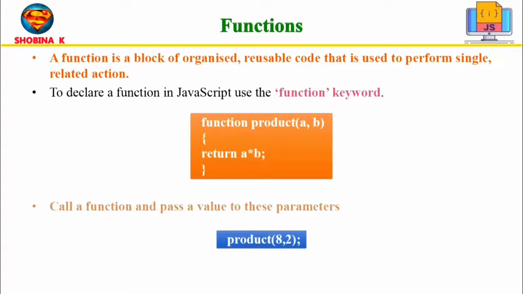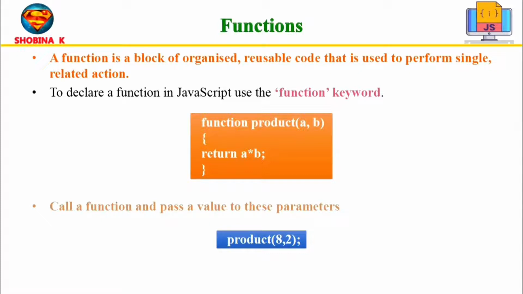Function names can contain letters, digits, underscores, and $ sign, similar to the rules of variables. The parentheses may include parameter names separated by commas. And the code to be executed by the function is placed inside the curly brackets.